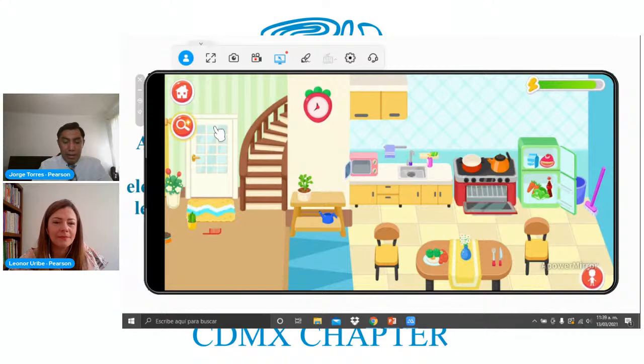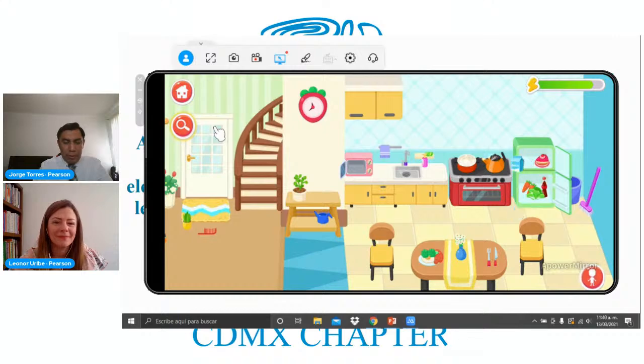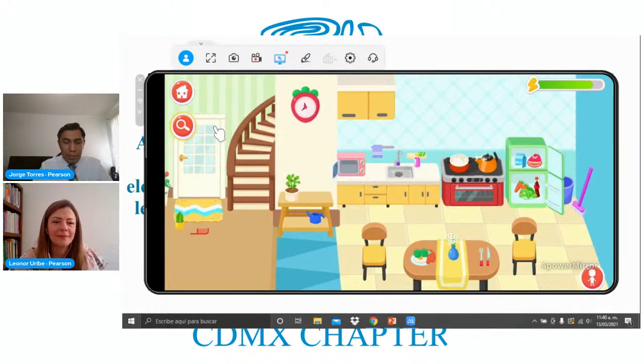And click again, and look, this is another way of consuming energy. When we are using the stove, we are consuming energy as well. I'm gonna close the fridge. I don't know why the fridge is open. There you go. The refrigerator uses energy as well.